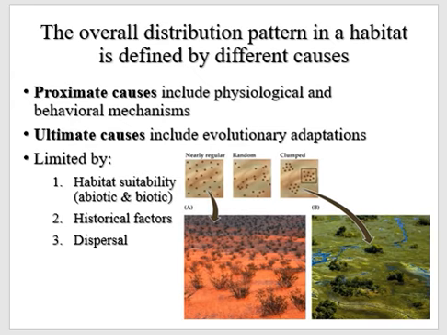So that's a change in behavior. That's a proximate cause, but it's caused them to have these different distribution patterns when they are in the presence of these higher predator or carnivore species.